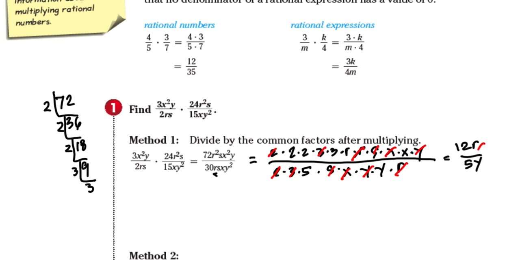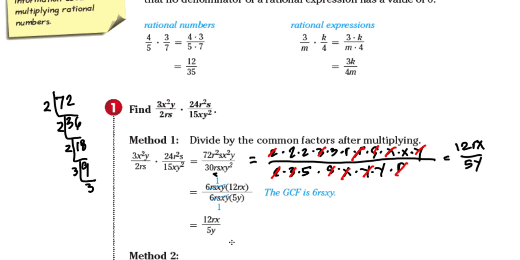Sorry, let me make that black. Okay, 12rx all over 5y. 2 times 2 is 4 times 3 is 12. Then you have the r, you have the x, 12rx all over 5 times y. Okay, right there. So what we crossed out is simply the GCF, and that's what happened here. Your GCF will be 6rxy, and then you're left with 12rx all over 5y.